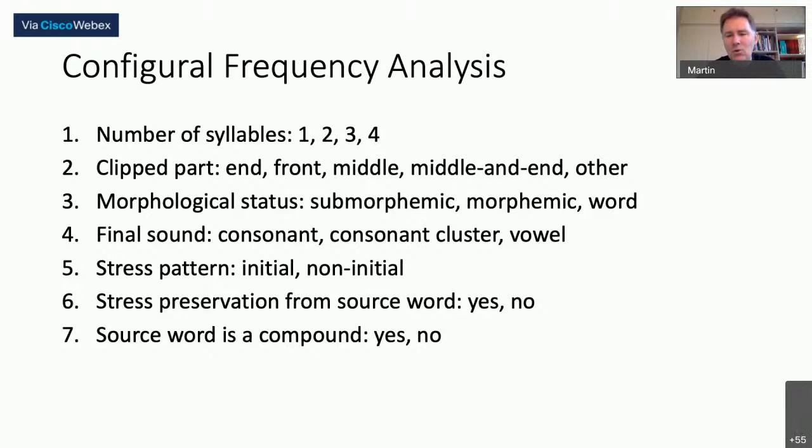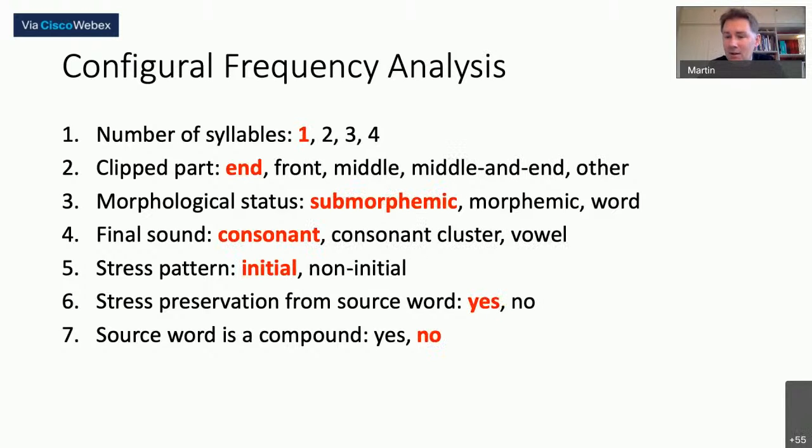Now, let me make this more concrete. Let's suppose that we have a clipping that has one syllable that is an instance of end clipping that has the morphological status of a submorphemic unit. It ends in a consonant, it has initial stress, and it preserves the stress from the source word, and it's derived from a source word that is not a compound. An example for this kind of clipping would be croc, from crocodile. And the question for the configural frequency analysis would be, are forms like croc overrepresented in our database, or do we see them less often than we would theoretically expect? That is the question.